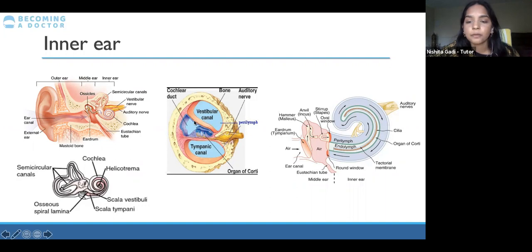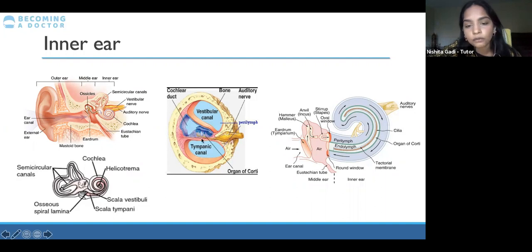Once the oval window is moved, the liquid here, the perilymph, moves as well. That movement goes towards the center of the cochlea, which is here, and that's called the helicotrema. The movement also hits the endolymph. This membrane here can move, so when there's movement in the perilymph, there's also movement in the endolymph. And when there's movement in the endolymph in the cochlear duct, it affects the organ of Corti.